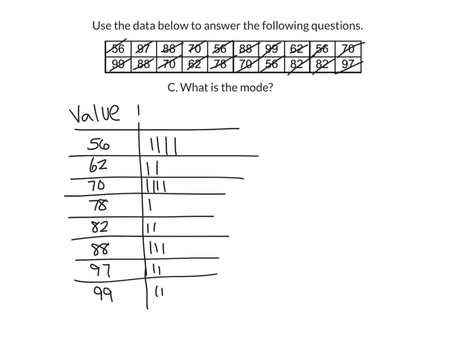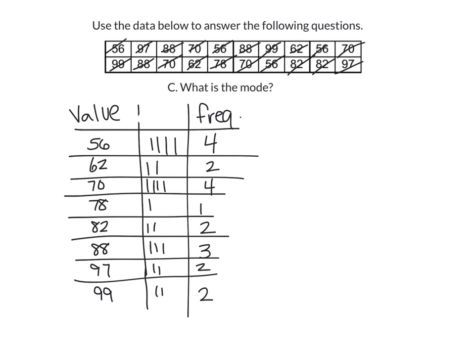Now that I placed tally marks next to each value, I can go ahead and add up those tally marks, and that will be my frequency. So the frequency for 56 is 4, the frequency for 62 is 2, the frequency of 70 is 4, the frequency of 78 is 1, the frequency of 82 is 2, the frequency for 88 is 3, the frequency for 97 is 2, and the frequency for 99 is 2.